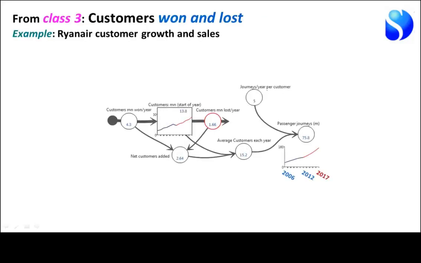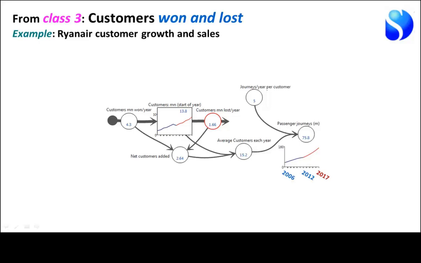This is a continuation of that same example. To the right on this chart, you can see the actual passenger journeys sold by this airline between 2006 and 2012, and what they might feasibly do going out to 2017. Where do those passenger journeys come from? Well, they come from the number of customers we've got and the number of journeys per year those customers take. Multiply those two together, and that's where you get passenger journeys from.